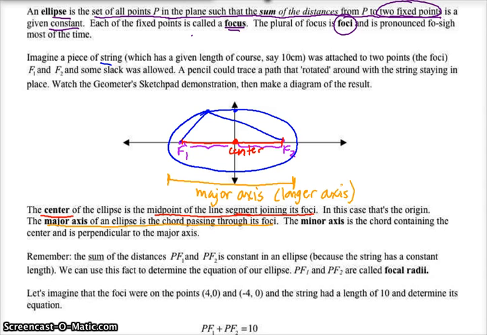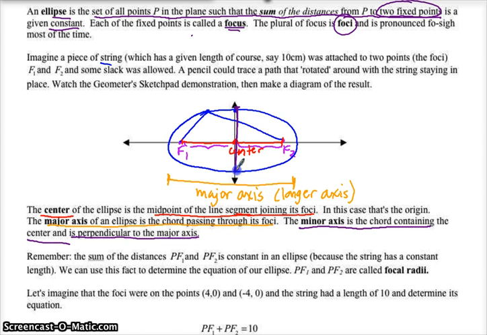Okay, then the minor axis is the axis that goes up and down in this case. So the minor axis is the chord containing the center. So notice they always need to go through the center. And it's perpendicular to the major axis. So this is going to be my minor axis right here.